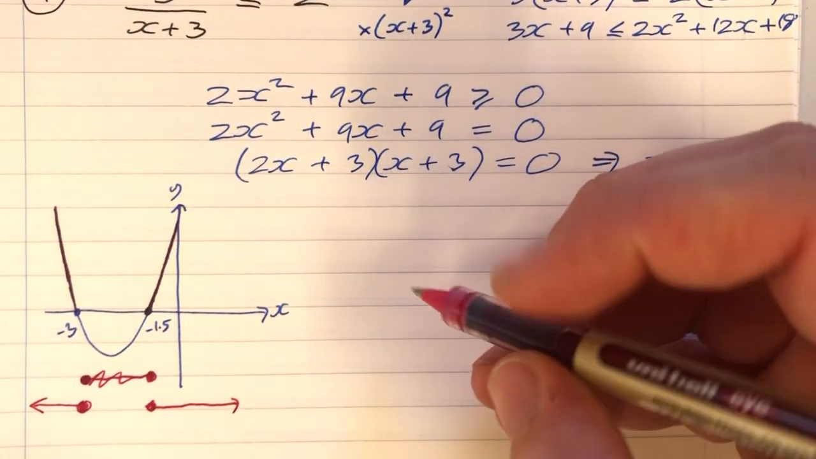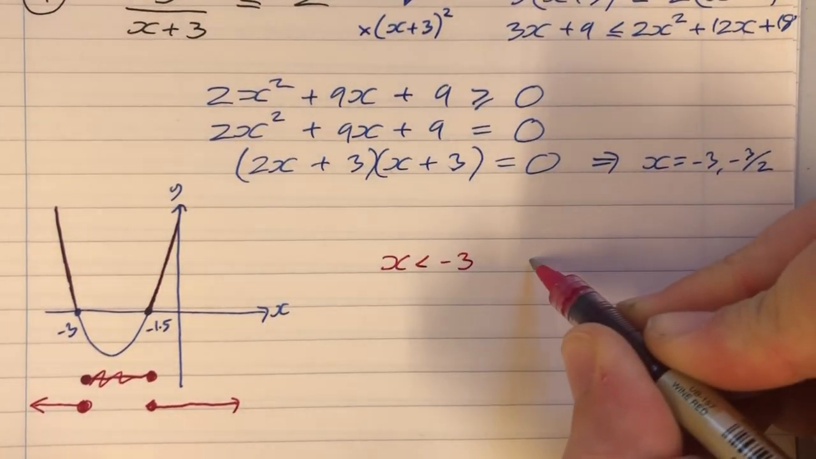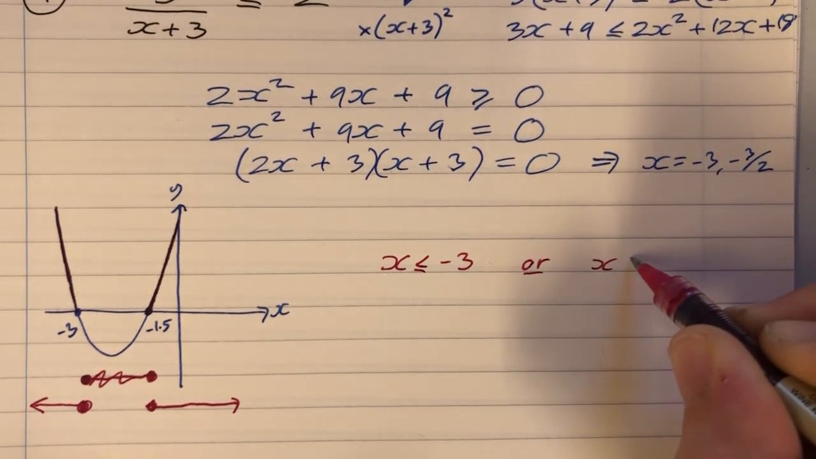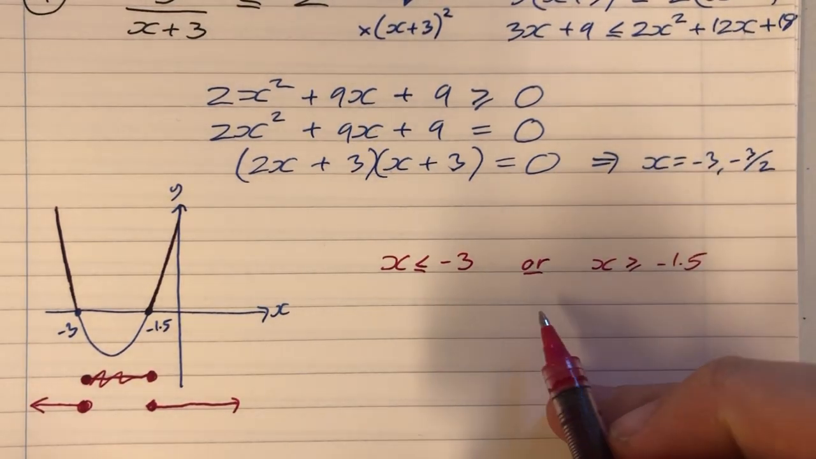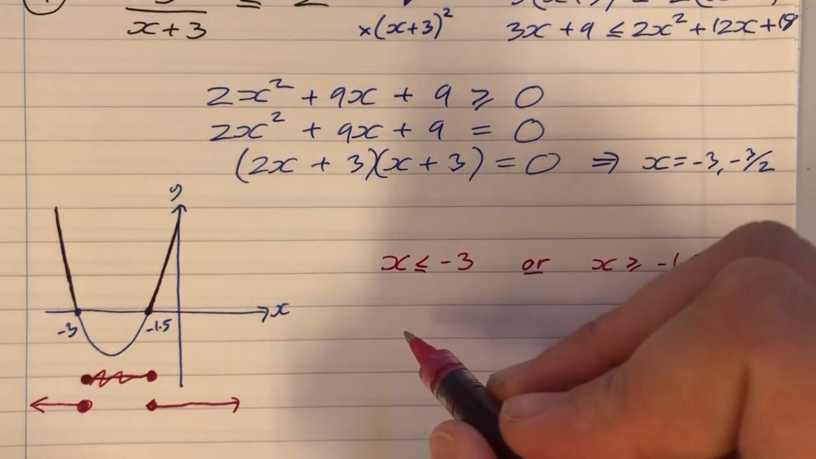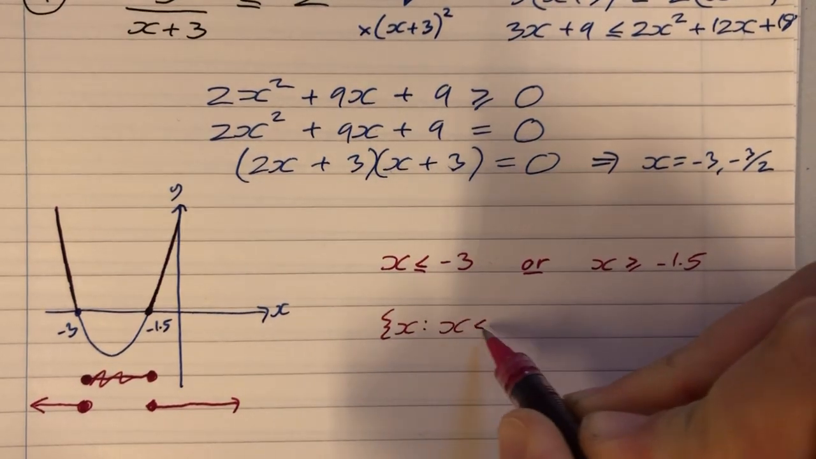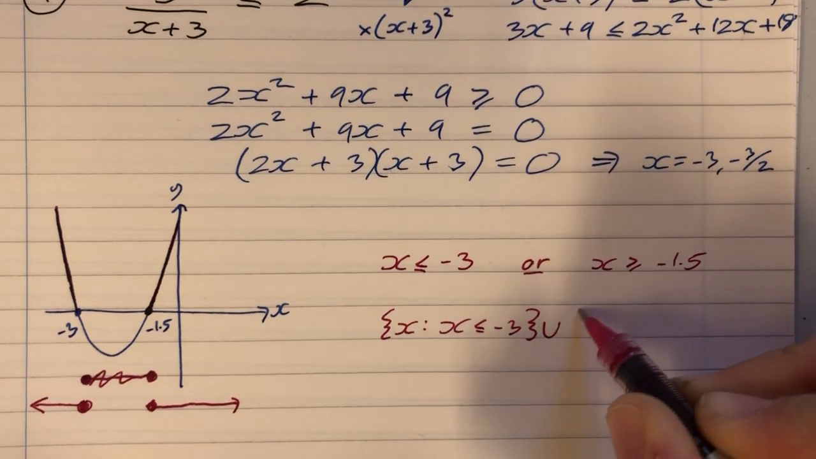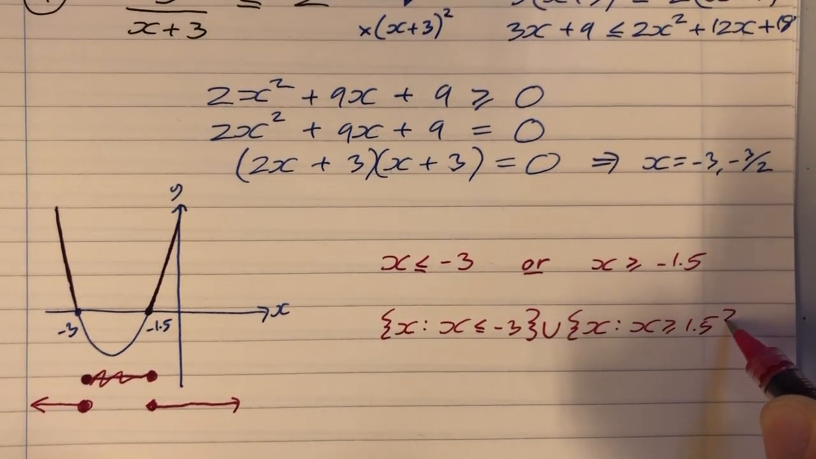To write that as an answer, I want x is less than minus 3, or x is greater than or equal to minus 1.5. And in set notation, it will be x such that x is less than or equal to minus 3, or x such that x is greater than or equal to minus 1.5.